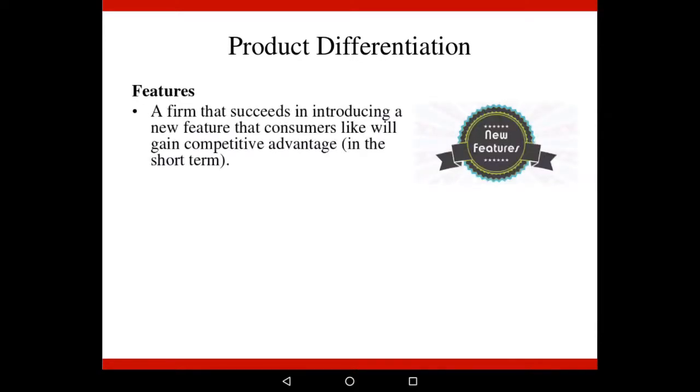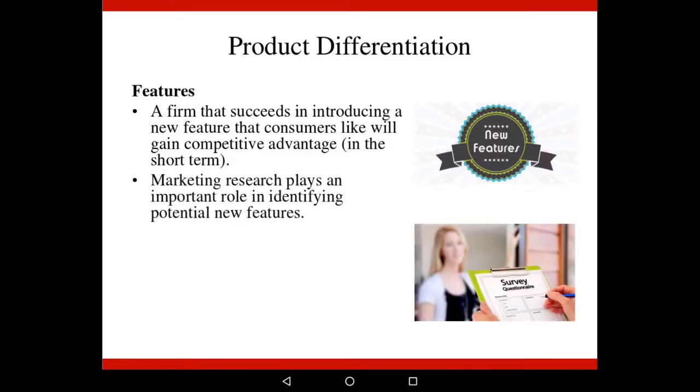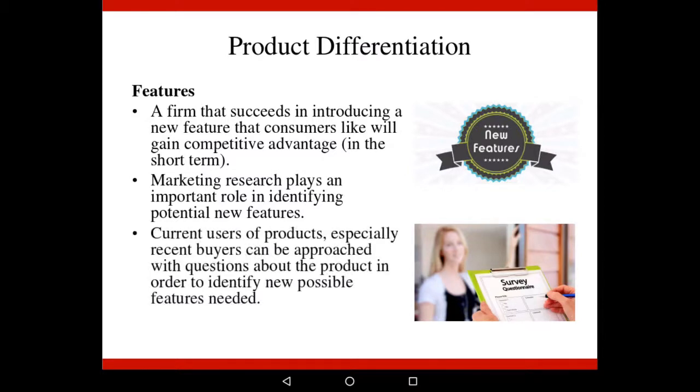So a firm that succeeds in introducing a new feature that consumers like will gain a competitive advantage, generally in the short term. Then they'll have to add new features in the future to continue to gain competitive advantage. Marketing research plays an important role in identifying new features that can be added. Current users of products, especially those who have bought recently, can be approached with questions about the product and what do they like, what don't they like, what changes can be made, and in that way you can determine what new features to add.